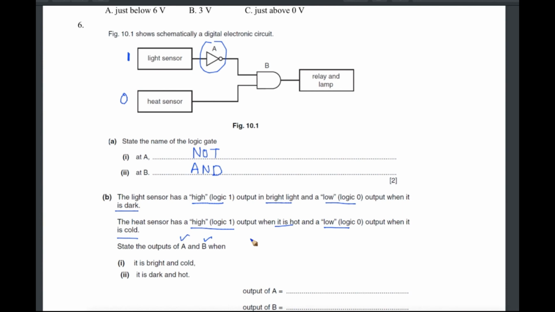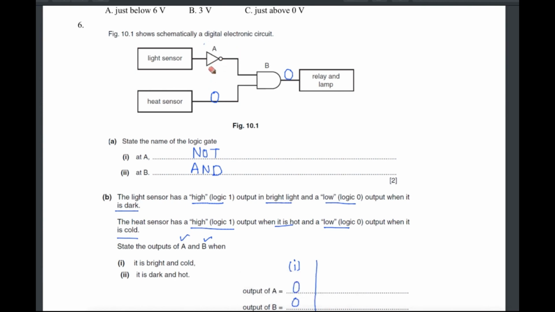Okay, so here from A we'll get the 0, so 0, and for B, from here the 0 will go here and 0 multiplied by 0 would be 0, so 0. If it's dark and hot, okay, this is for the I. Now if it's a dark and hot, so let me erase this.